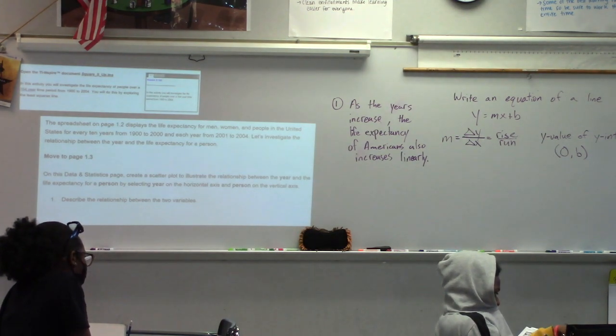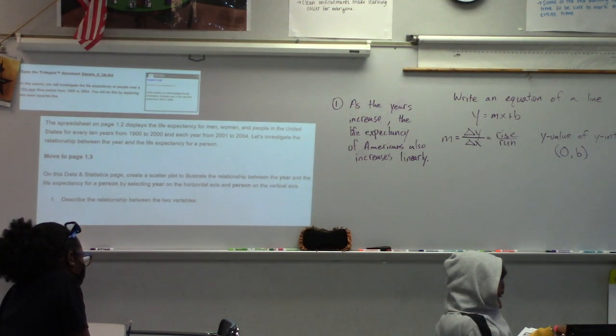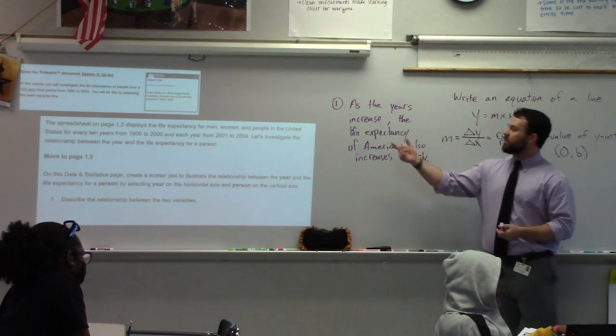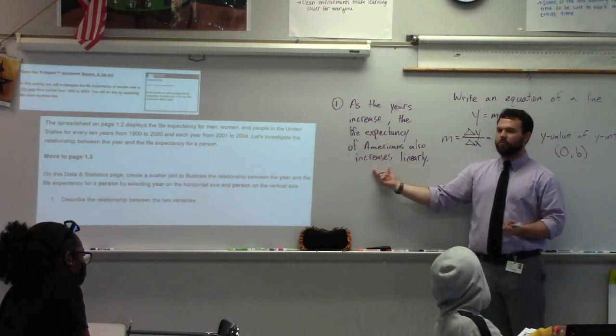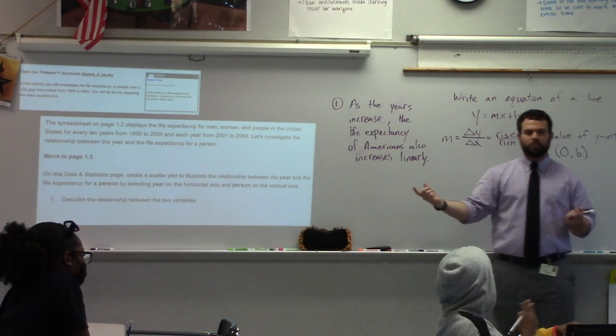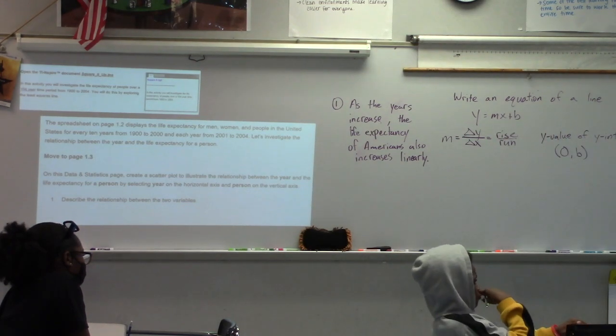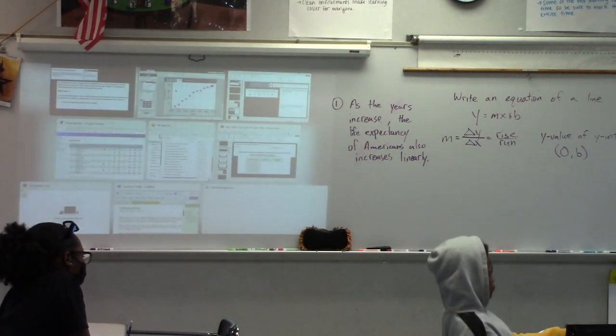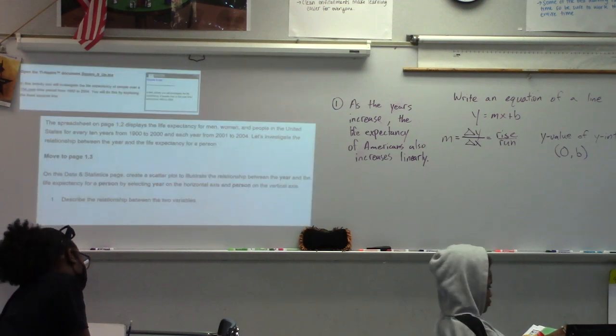So the life expectancy of Americans also increases linearly, noticing that it's creating a line. And notice I don't have to say it has a positive slope, because if they're both increasing, it would have what type of slope? A positive slope. Okay. So that's what we could write there under number 1. What are your questions before we continue?